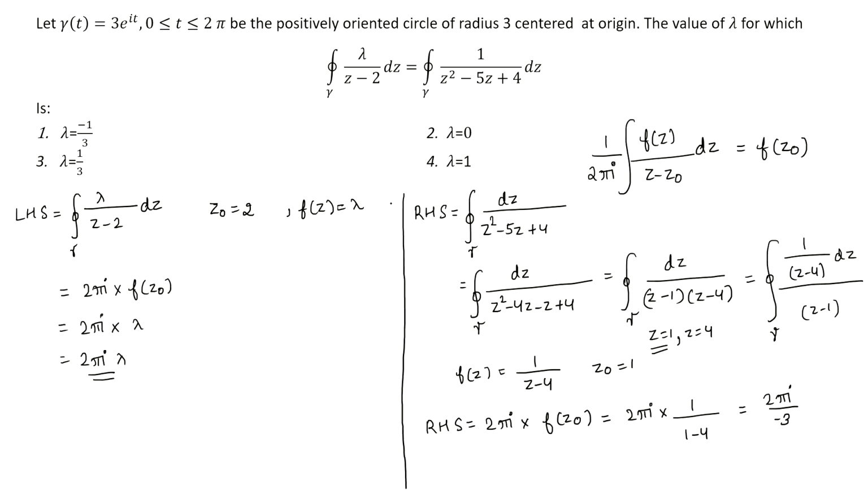In the question we have to find the value of lambda when these two are equal. So now when we equate LHS equal to RHS, we get 2 pi i lambda is equal to 2 pi i by minus 3. So we get lambda is equal to minus 1 by 3, and it is option 1. So option 1 is the correct answer.